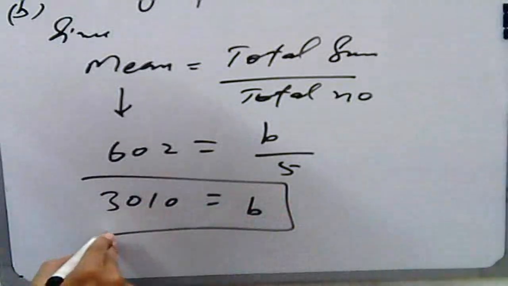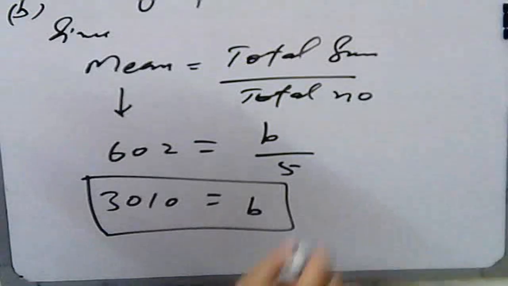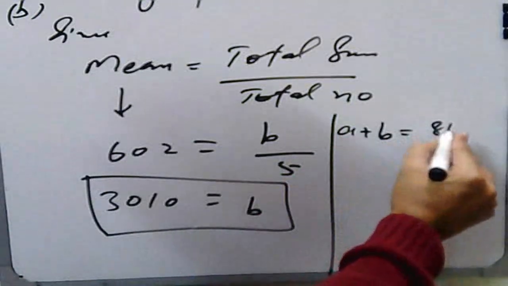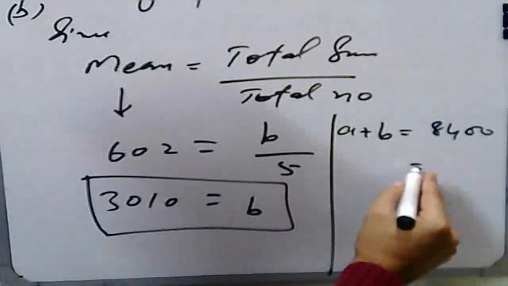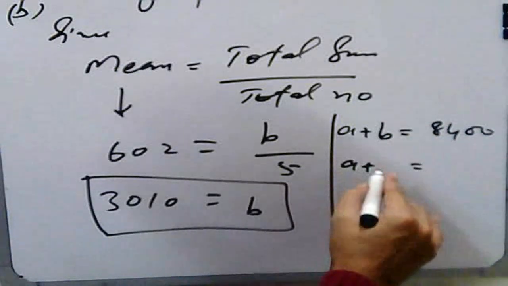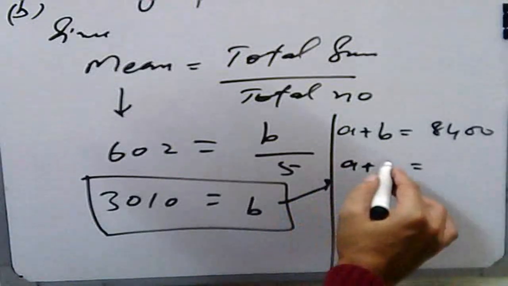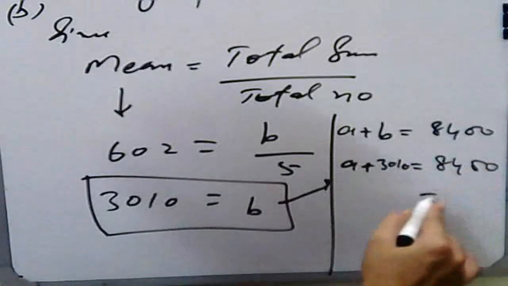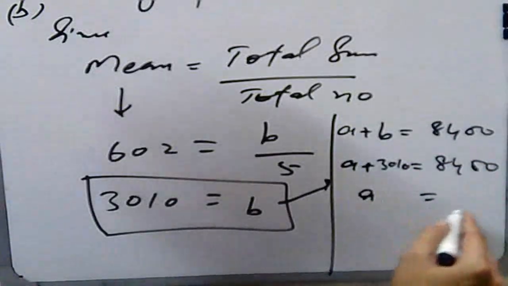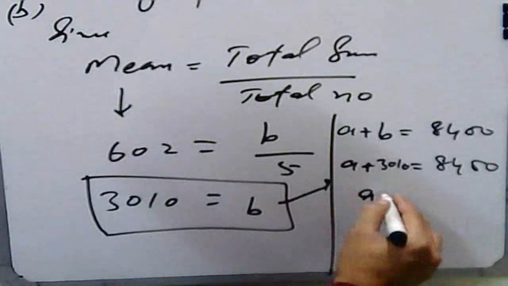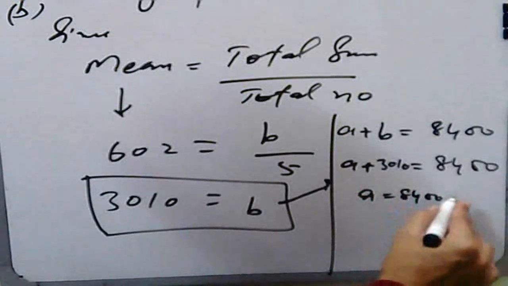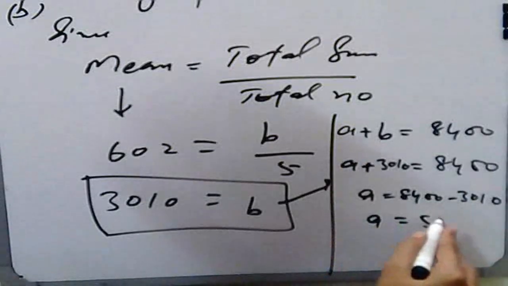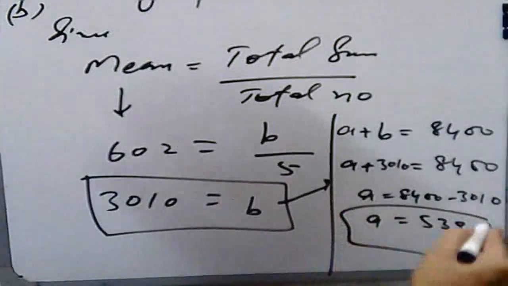So similarly, as we know that A plus B is equal to 8400. So if we have the value of B, what is the value of A? So you can put here the value of B is 3010 in 8400. So we will get the value of A, that is you should subtract it. For example, 8400 minus 3010, you will get the value of A, that is 5390 is your required value of A.